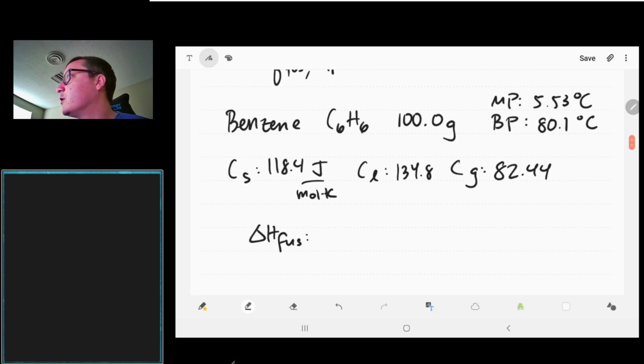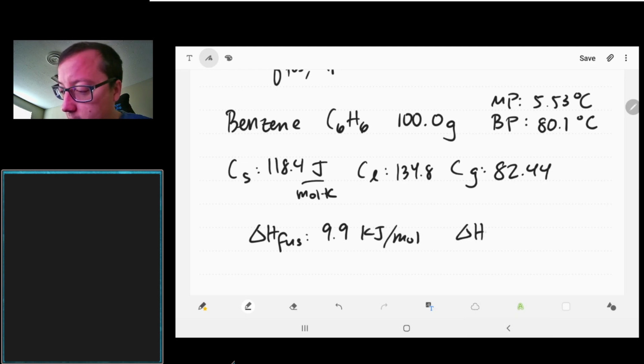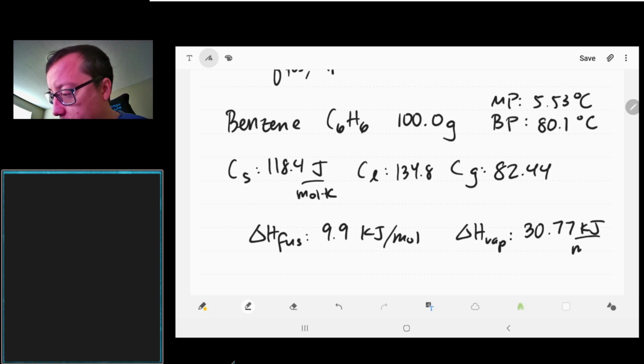Delta H fusion for this is going to be 9.9 kilojoules per mole. And delta H vaporization is going to be 30.77 kilojoules per mole. Okay, we have a ton of data here, tons of numbers to work with.